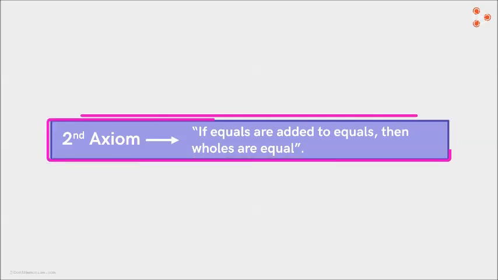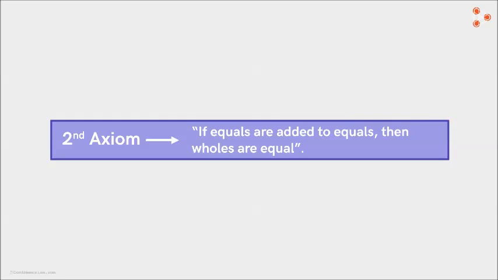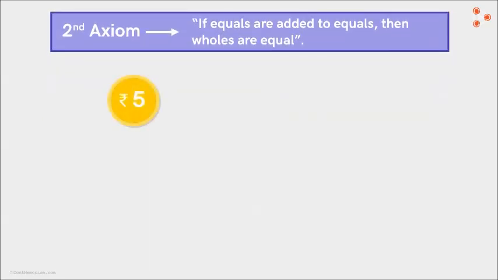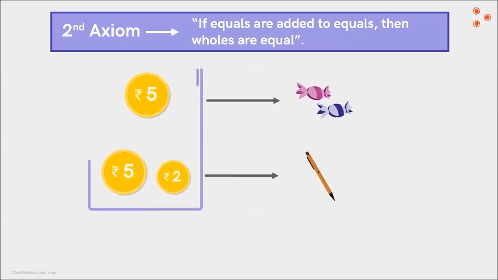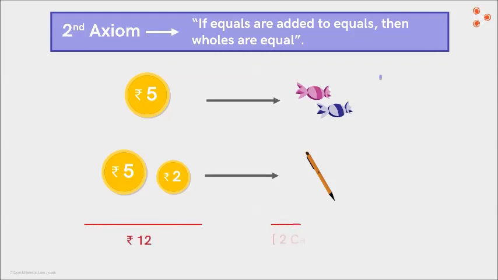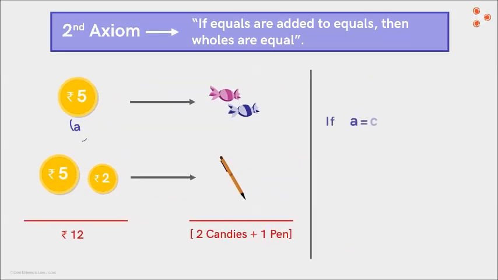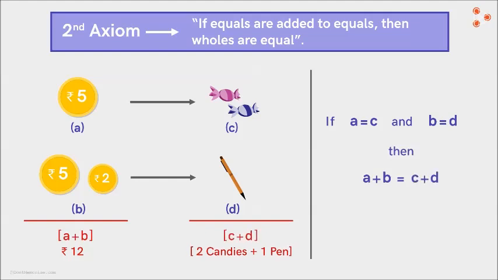To understand this axiom in a simpler way, imagine if for 5 rupees you get 2 candies and for 7 rupees you get 1 pen. So if you add them together, you will see that for a total of 12 rupees, you will get 2 candies and 1 pen. In the mathematical sense, let's say a quantity A is equal to C and quantity B is equal to D. Then A plus B will be equal to C plus D.